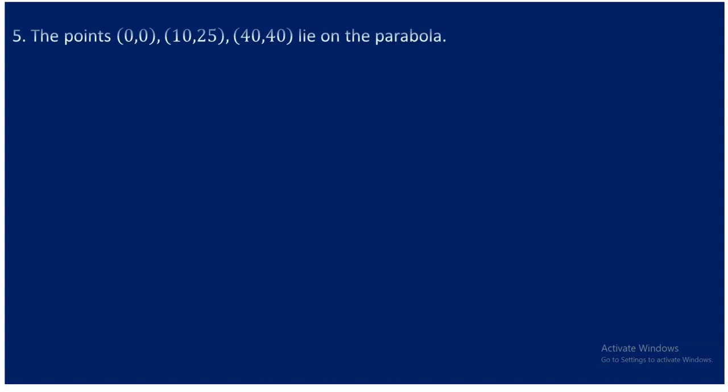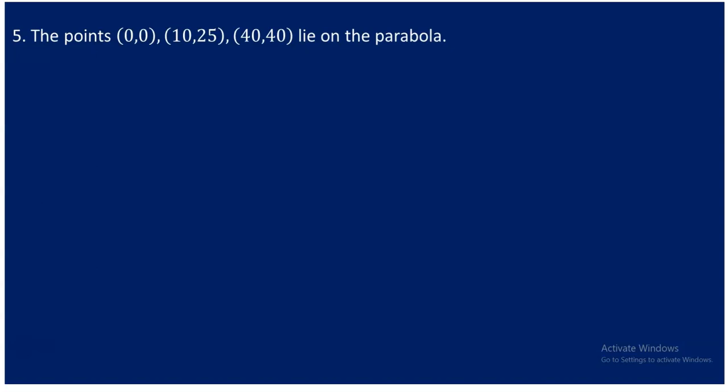Now what comes next is question number 5. In question number 5, the points (0, 0), (10, 25), (40, 40) lie on the parabola. We are given these 3 points lying on the parabola. Please try to read the given question in the previous slides. You need to understand the question first.